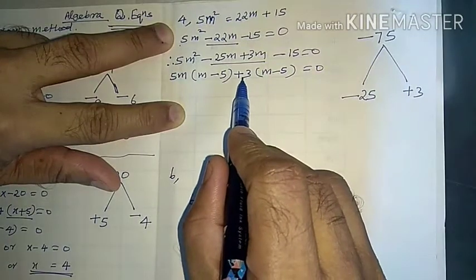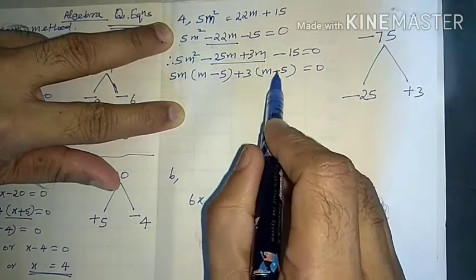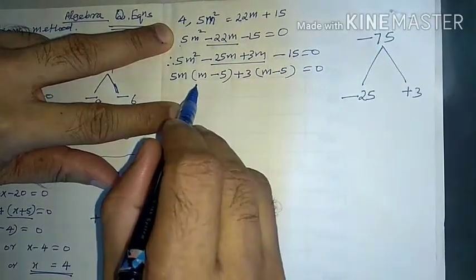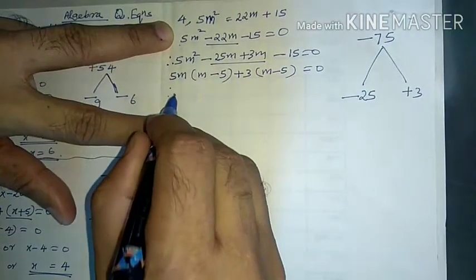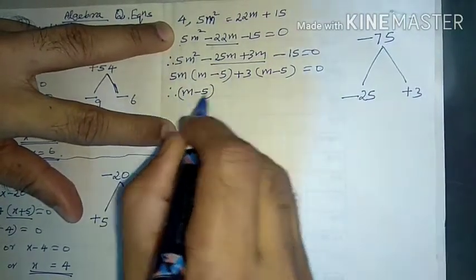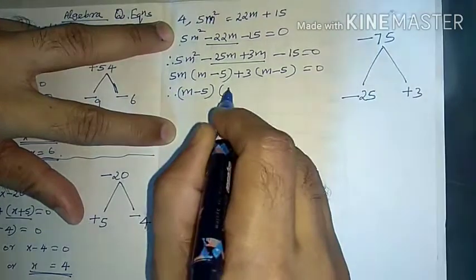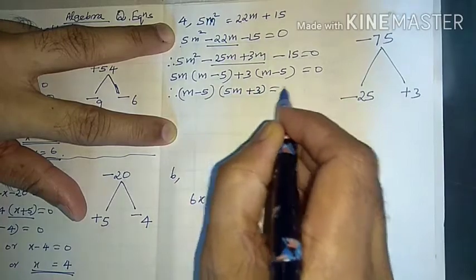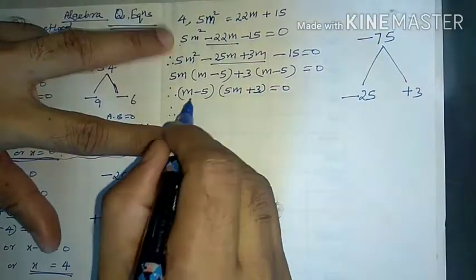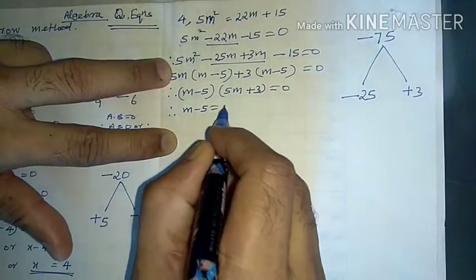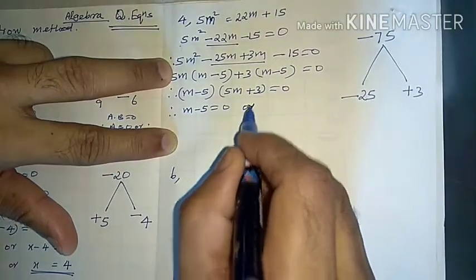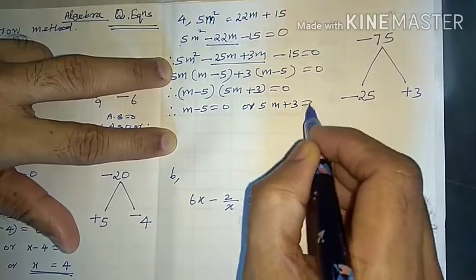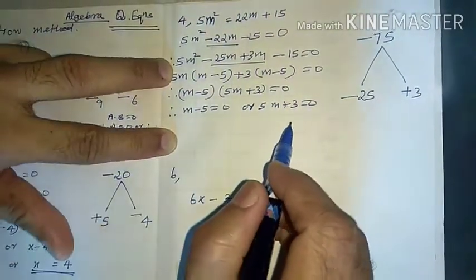We check here, plus 3 into m, plus 3m, plus into minus, minus, 3 5s are 15. So it is correct. Now we take this m minus 5 common factor out. m minus 5 into this 5m here, m minus 5 into plus 3 here, equal to 0. Now the first term, m minus 5 is 0, or second term, 5m plus 3 equal to 0. This is first factor, this is second factor.